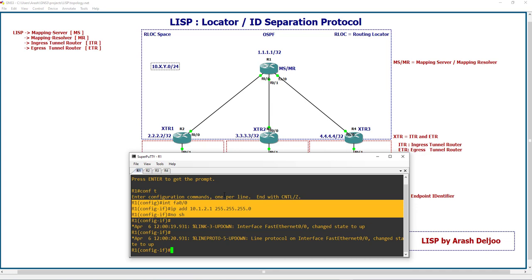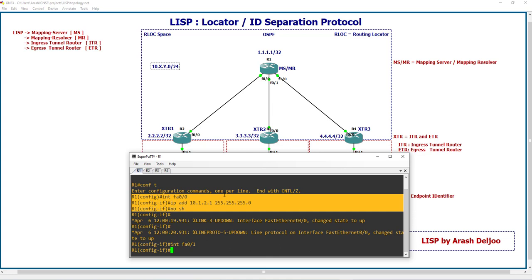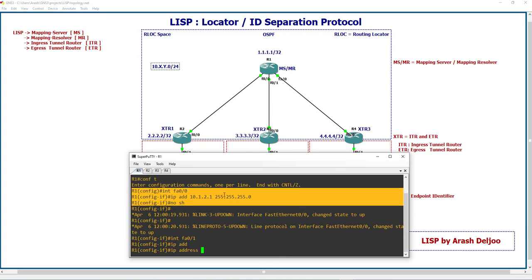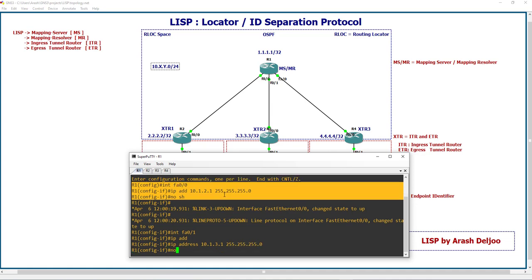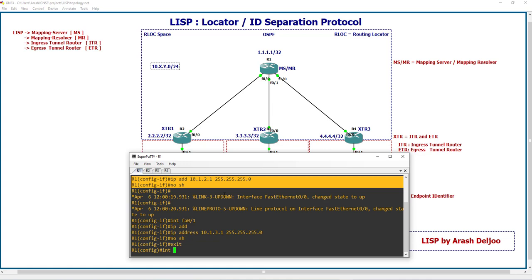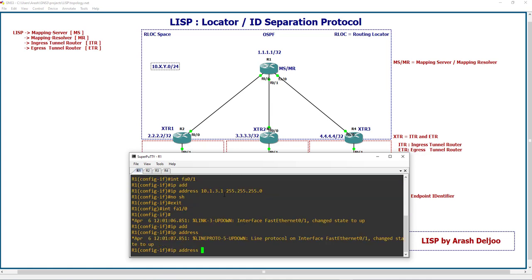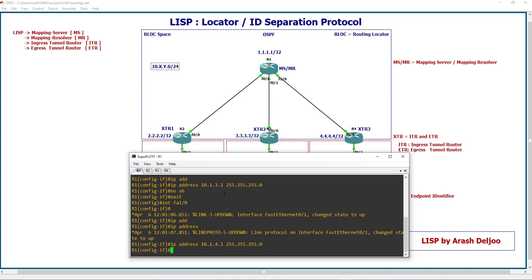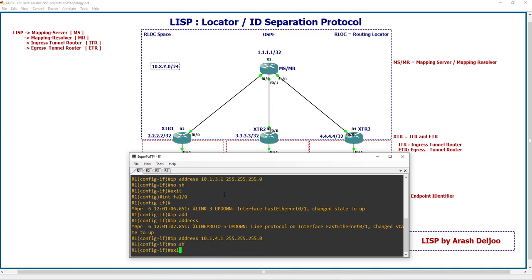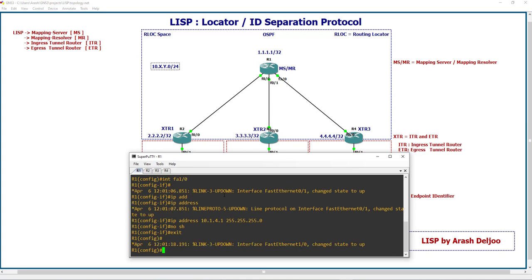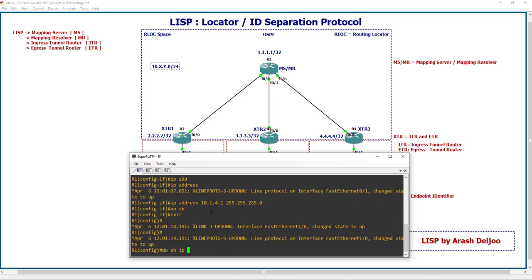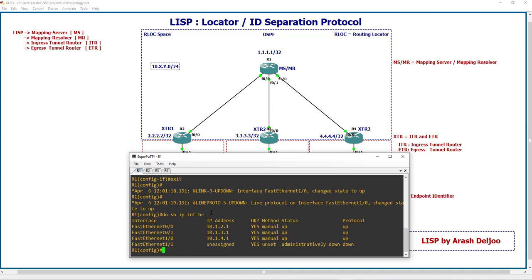I enabled interface FastEthernet 0/0 on R1. Now we should configure FastEthernet 0/1. The IP address of this interface is 10.1.3.1, 255.255.255.0. No shutdown. And then interface FastEthernet 1/0 has this IP address: 10.1.4.1, 255.255.255.0 and no shutdown. Now I have configured R1's interfaces with this range of IP addresses. Do show ip interface brief. Look here. We have three IP addresses on the interfaces of R1.